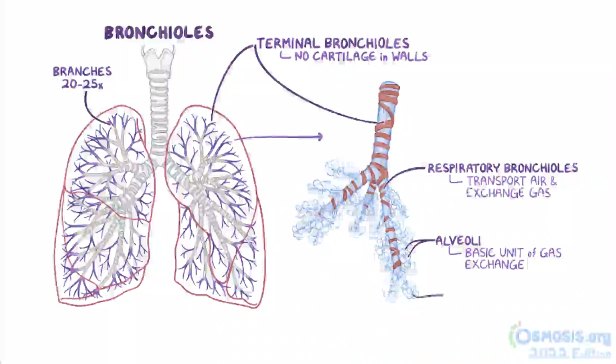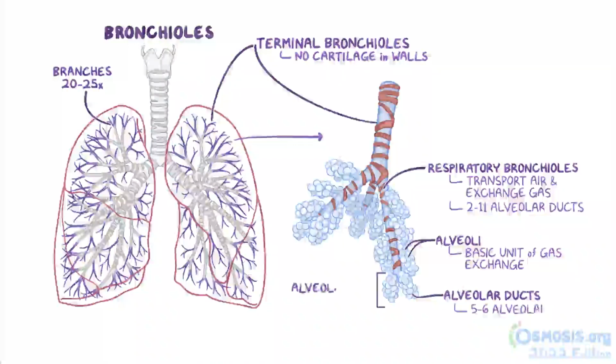Each respiratory bronchiole gives rise to 2 to 11 alveolar ducts, each of which gives rise to 5 to 6 alveolar sacs. Alveolar ducts are elongated airways lined with alveoli, leading to the alveolar sacs where clusters of alveoli open.